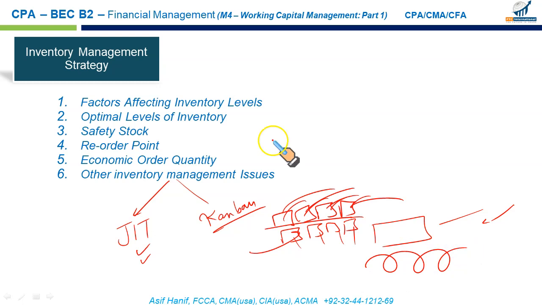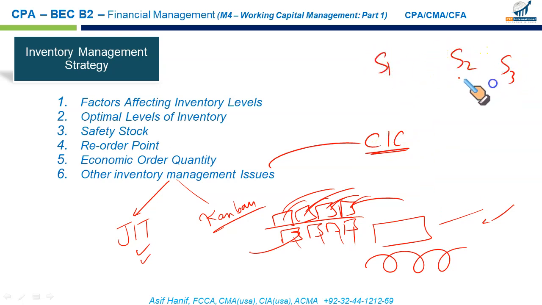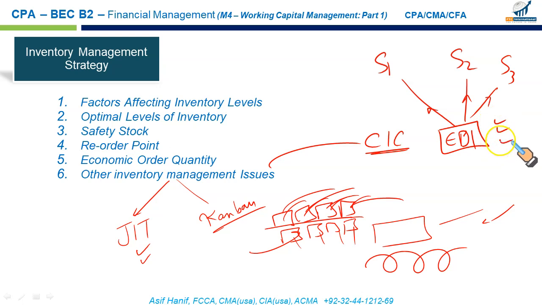Then within these inventory management issues, the other point discussed is the computer inventory control, CIC. Under computer inventory control, supplier 1, supplier 2, supplier 3, who provide me different types of components, are connected to my system through electronic data interchange. So whatever I need, the orders are placed automatically to my suppliers. Orders will specify what exact quantities I need, when I need them, and where I need them.